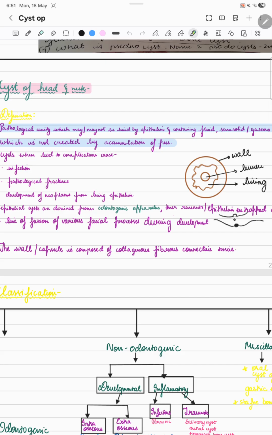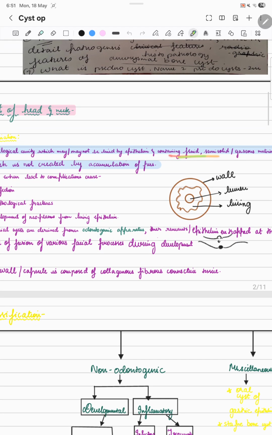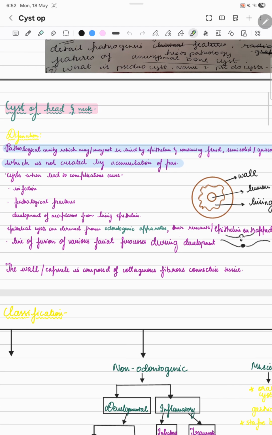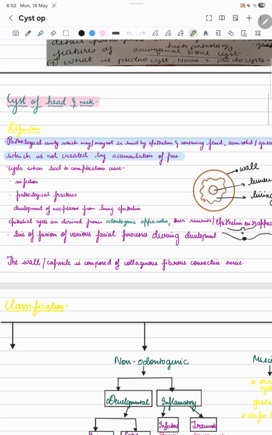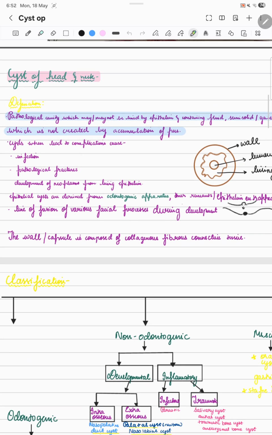the epithelium. Okay, so it contains fluid, solid, semi-solid or gaseous material which is not created by an accumulation of pus. Okay, it is a pathological cavity which may or may not be lined by epithelium, containing fluid, semi-solid, gas which is not created by the accumulation of pus. So cysts usually do not have pus. If they have pus, they tend to become an abscess.